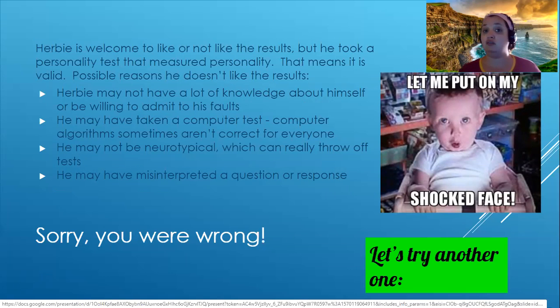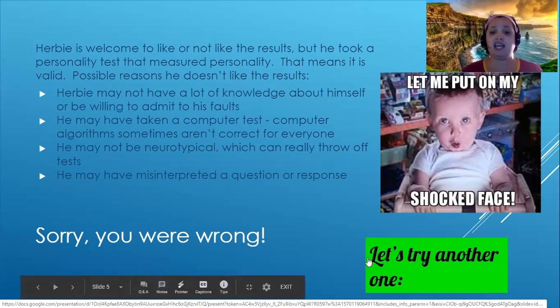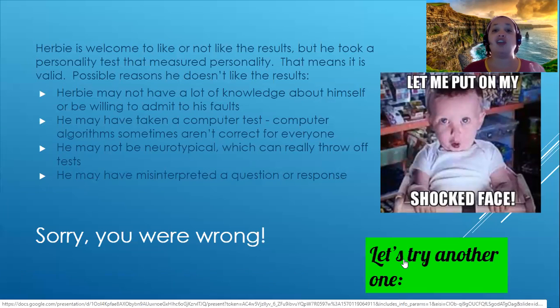He could be neurodivergent. People who have neurodivergent brains, for example, people with ADHD, autism, Down syndrome, any number of neurodivergent issues, they may answer differently than a person who is neurotypical, and so that can throw off results. He could have also misinterpreted a question or his response to the question. Maybe if he went back and reread it, he'd be like, oh, that's what they were asking. I should have put this. So there's any reason why the answer could be wrong, but the test is still valid because it measured personality.